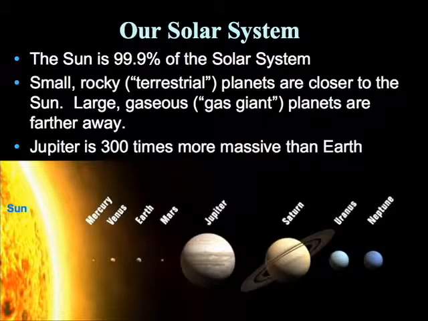The biggest planet in the solar system is Jupiter. It's about 300 times more massive than the Earth. It's really the boss of the planets. Its gravity really dominates the solar system. And then the Earth is special, obviously, because we have life on it.